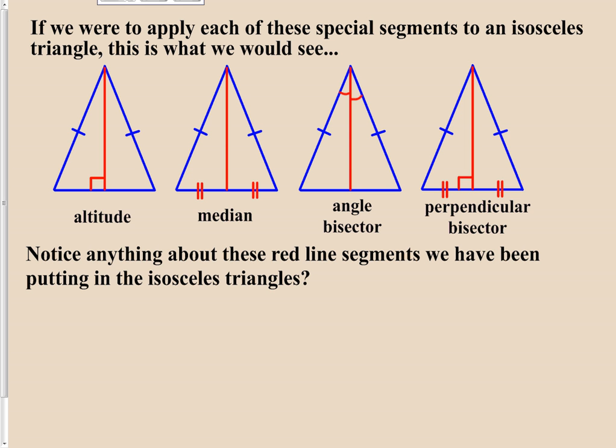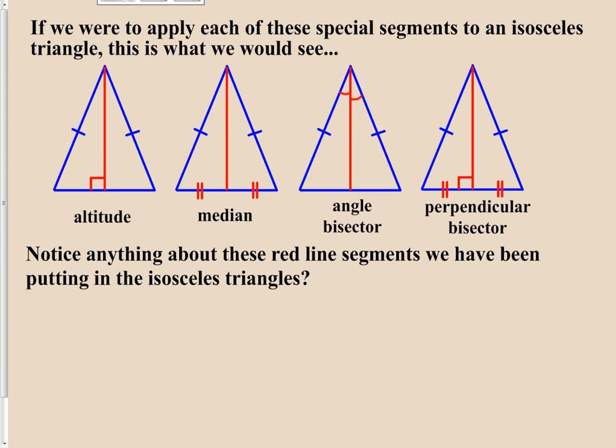Okay, now there is a property that is existing right here. Okay, do you notice anything about the red line segments that we just put in all of those isosceles triangles? Now, all these triangles are drawn to scale. Everything is positioned and measured exactly as it should be according to its properties.